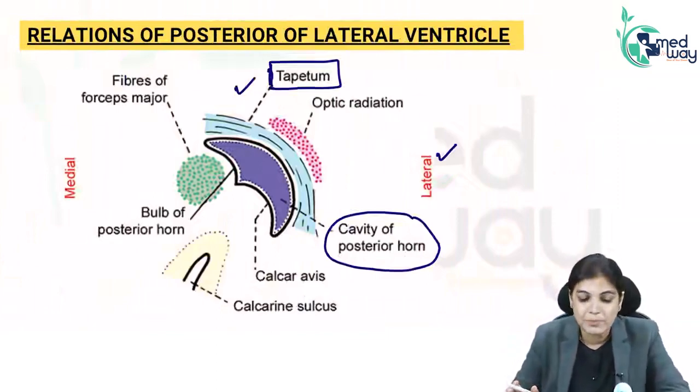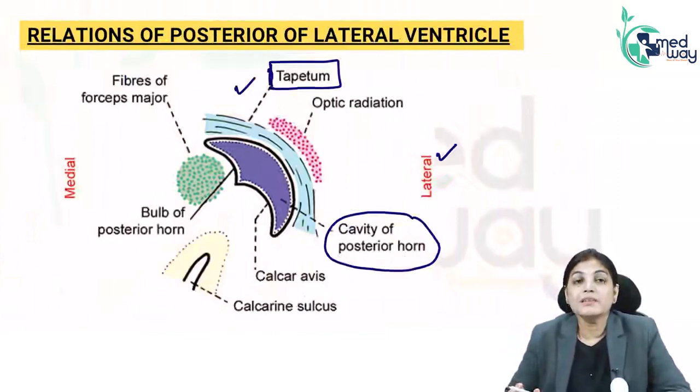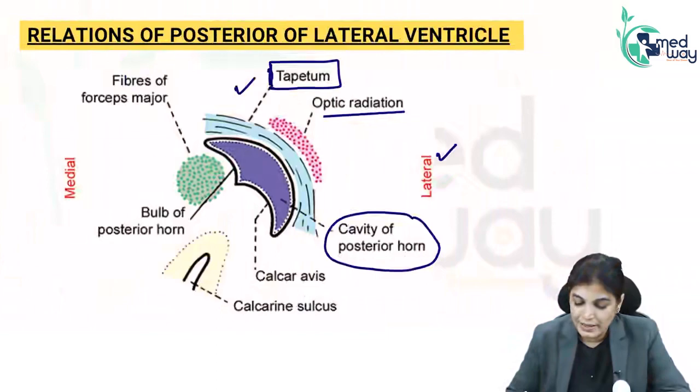What are tapetum fibers? Tapetum fibers are the white fibers of commissural fibers derived from the splenial part of the corpus callosum, which separates the cavity of the posterior horn from the optic radiation. And if we talk about the medial aspect, there are two ridges.